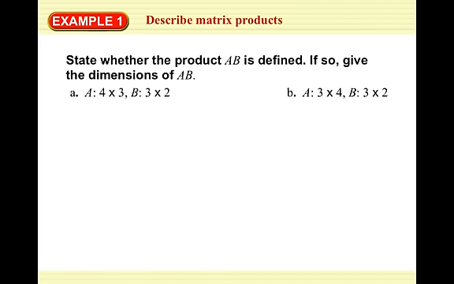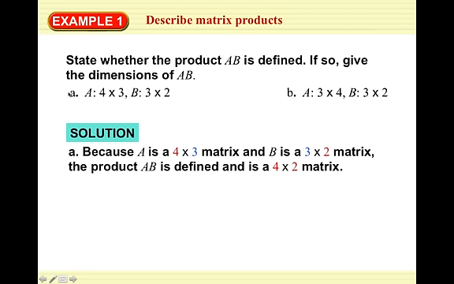All right, we're going to state whether the product of AB is defined. If so, give the dimensions of AB. So we've got 4 by 3 and 3 by 2. The 3's match, so we're going to end up with a 4 by 2 product. Okay, because A is a 4 by 3 matrix, just like I said. B is 3 by 2. The 3's match, so that's great, and we're going to end up with a 4 by 2 matrix.